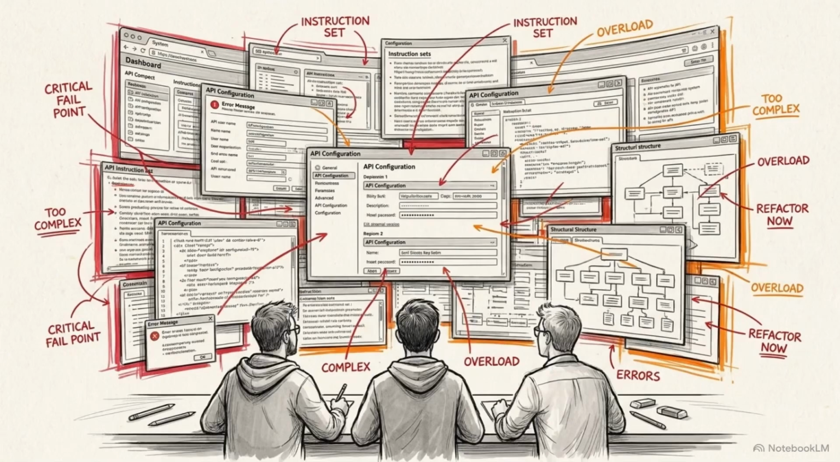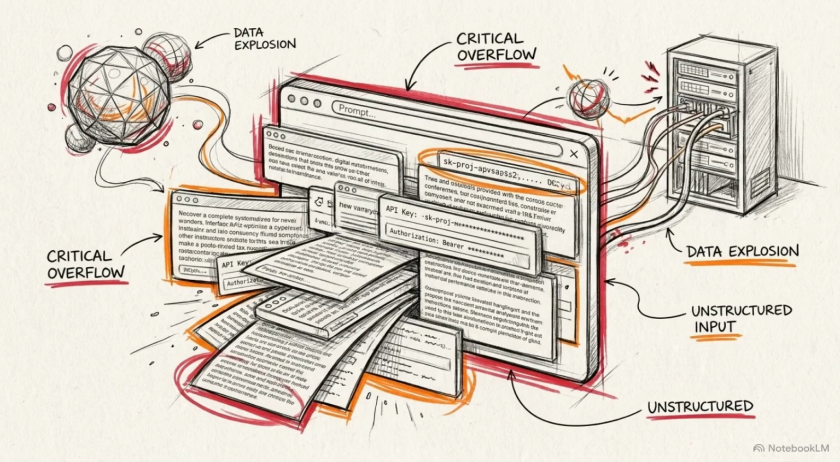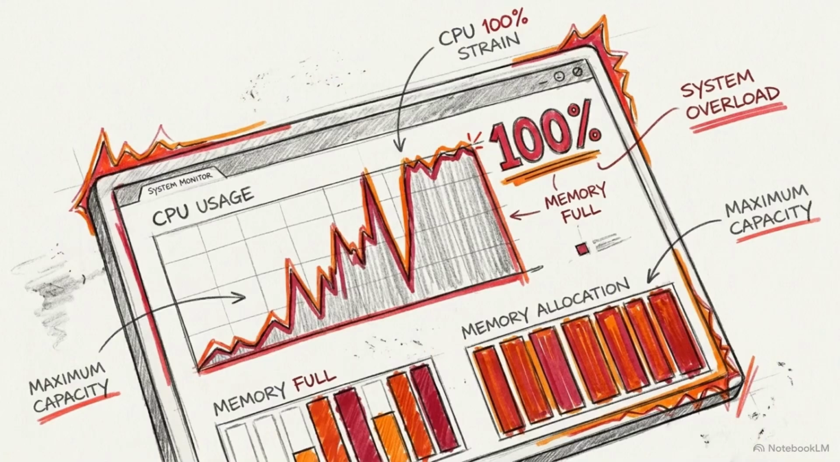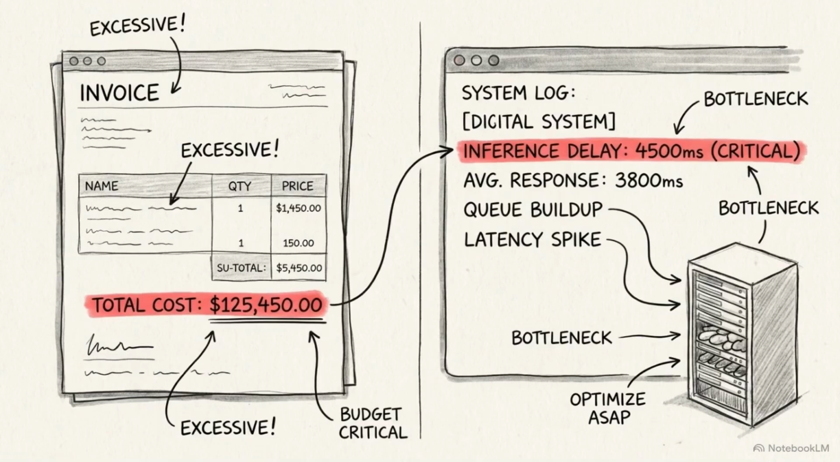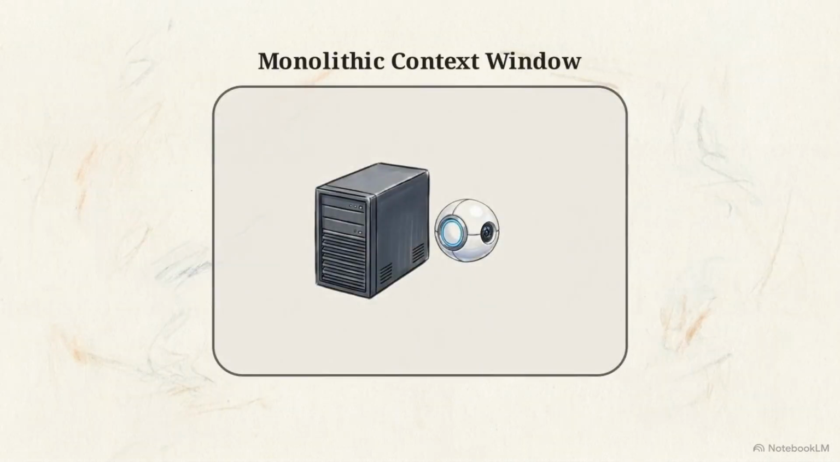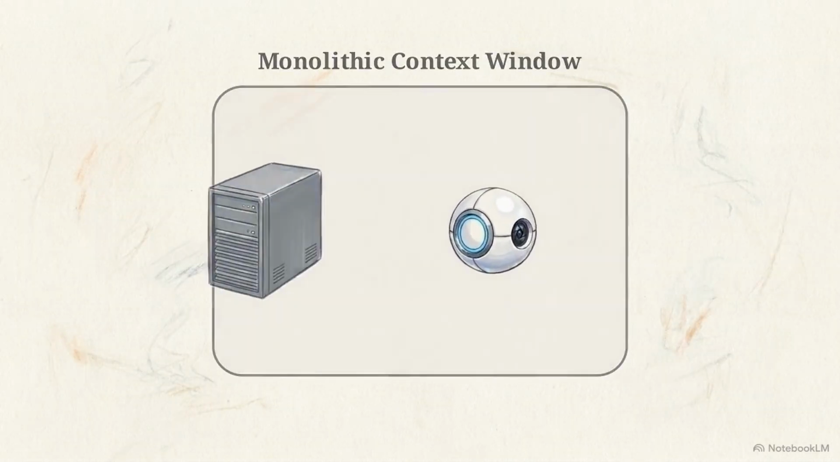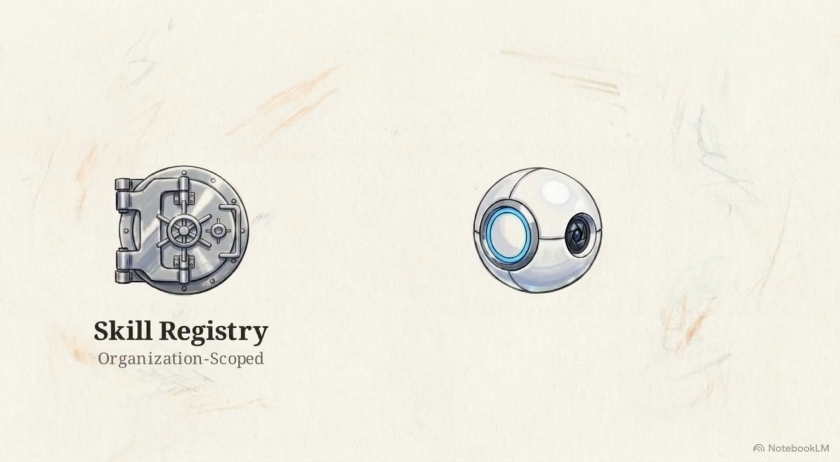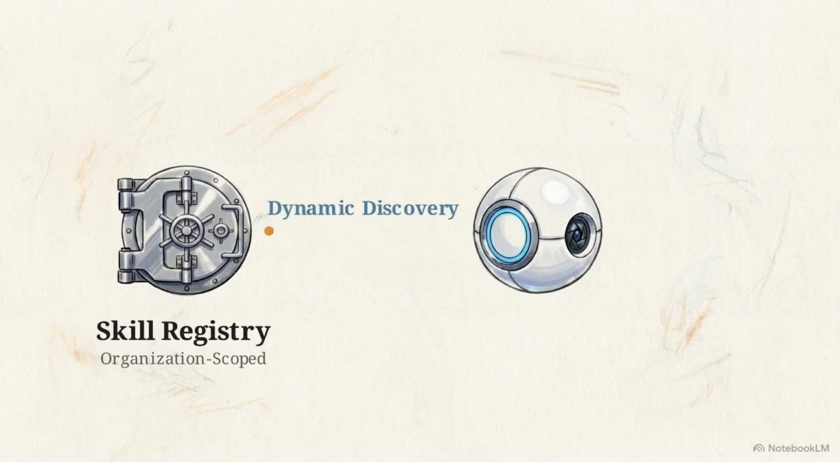As agents scale, teams often fall into a trap. They build monolithic models, stuffing the context window with dozens of tool descriptions and instructions just in case. Carrying all that unused baggage into every inference cycle creates severe drag. It degrades reasoning performance and causes compute costs to increase unnecessarily. The fix is decoupling capabilities via the Skill Registry, an organization-scoped repository enabling dynamic tool discovery.